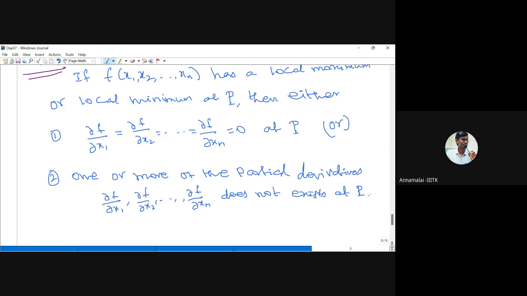Suppose a function has a local maximum or local minimum at a point P, then either all the partial derivatives are 0 at the point P, or one or more partial derivatives at the point P do not exist. Okay, good.